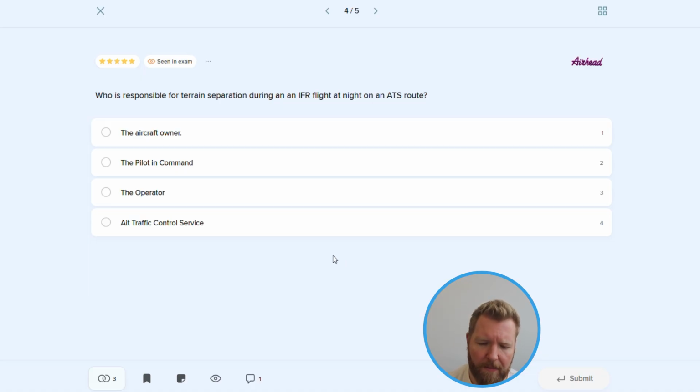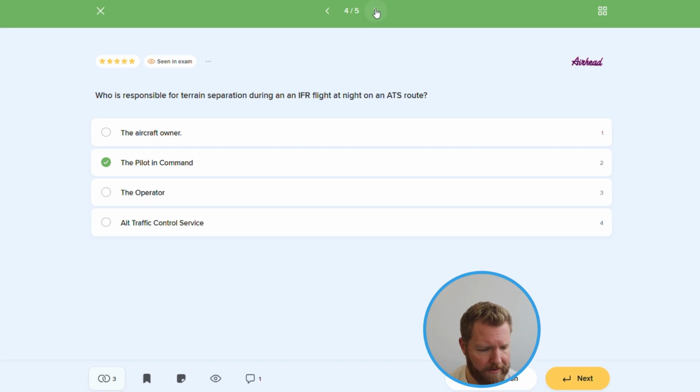However, please remember that at the same time, it doesn't mean that the pilot in command is not obliged to consult the minimum vectoring altitude chart to ensure that adequate separation is provided. So the correct answer is answer number 2. Pilot in command is responsible for terrain separation. And this answer is correct.